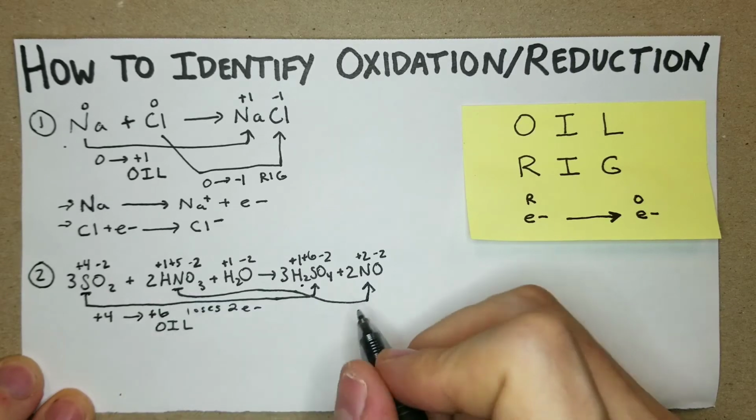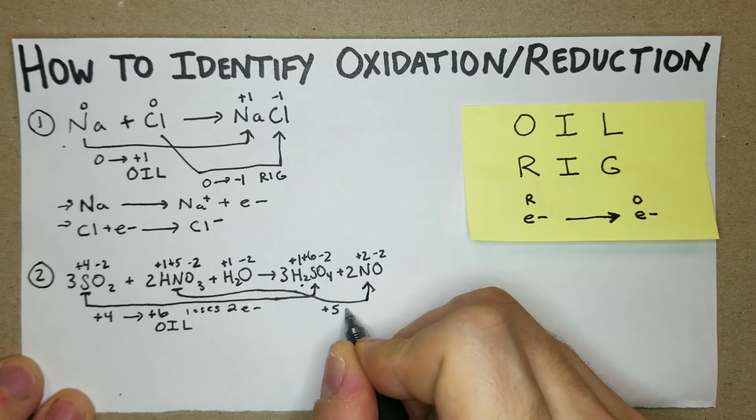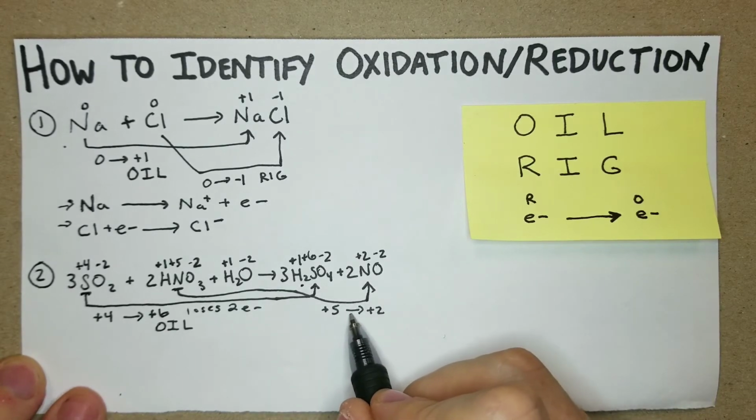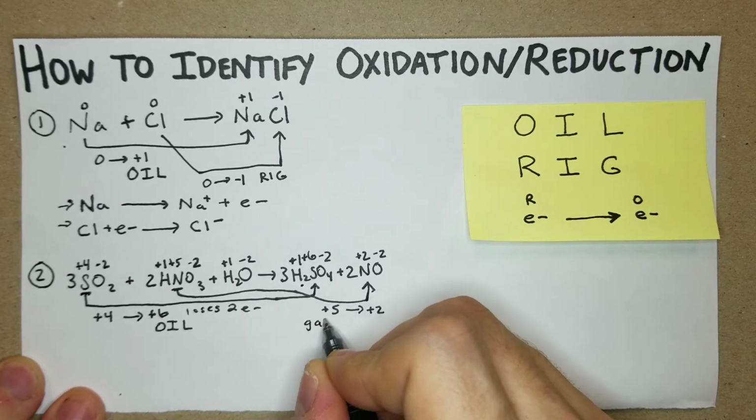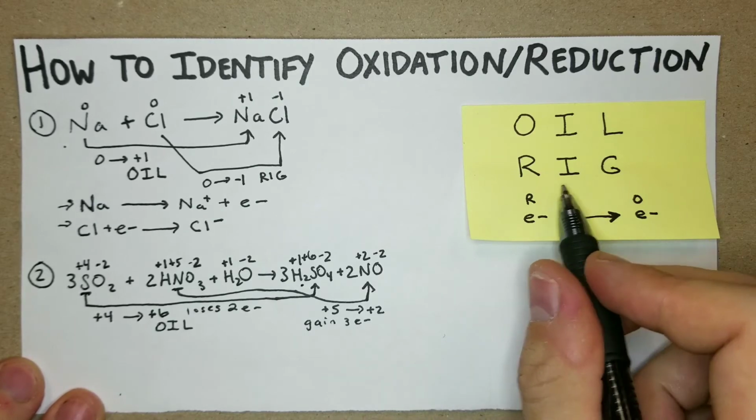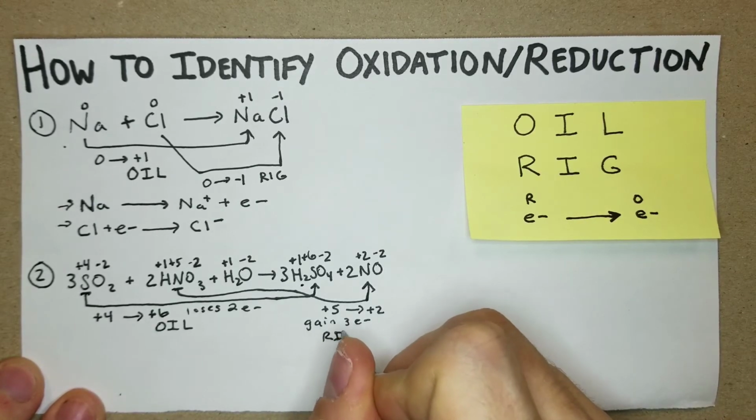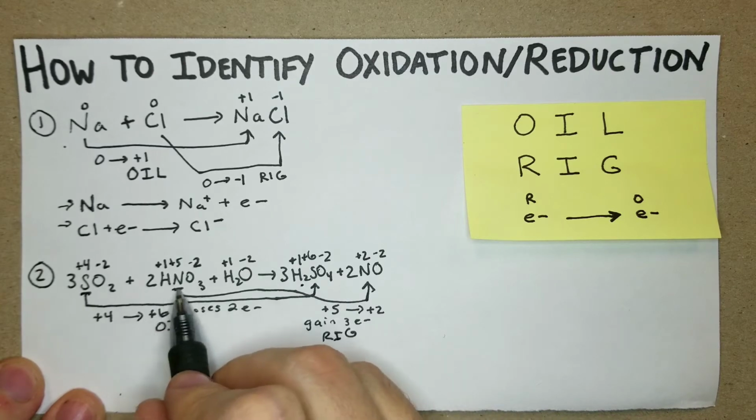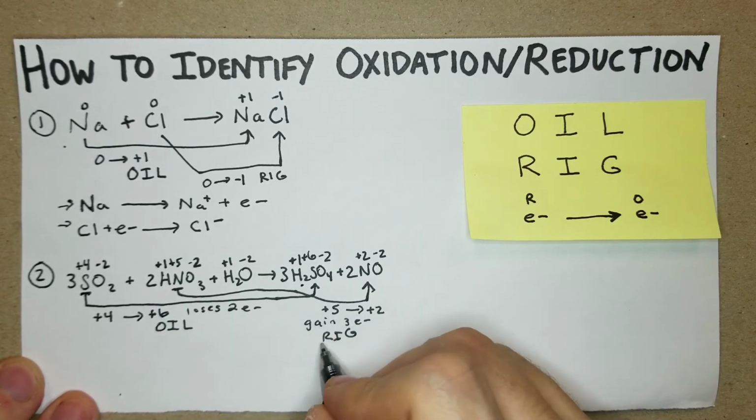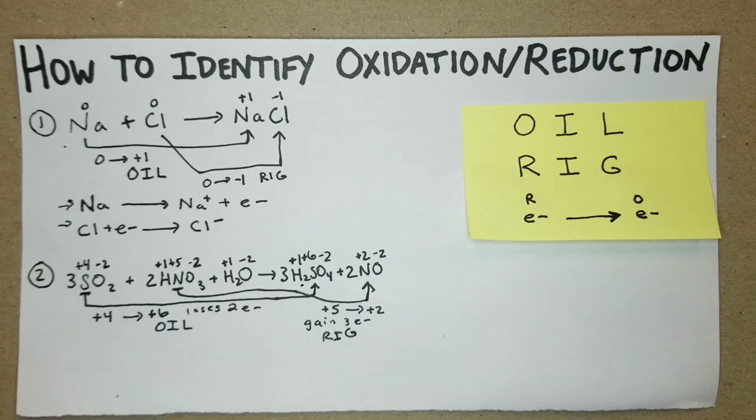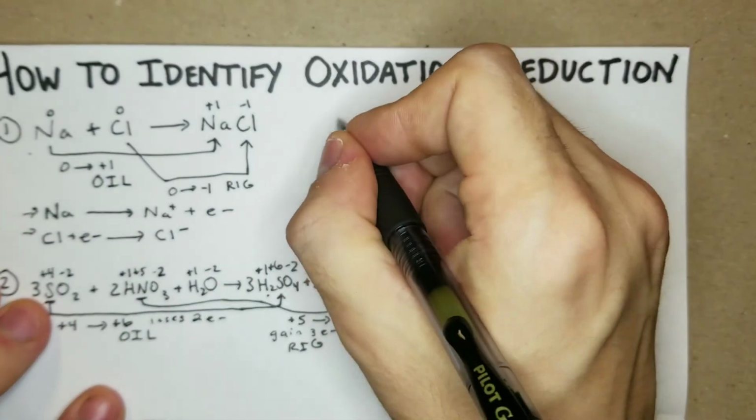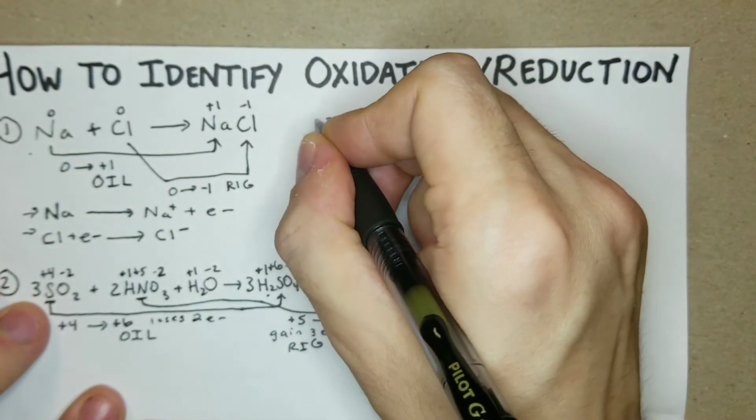Now we can compare the N. So it goes from a +5 to a +2. So we, in this case, gain 3 electrons. And if we're gaining, it is Rig. So nitrogen in this case is reduced. So that is kind of one of the more complicated ones. We'll take this away and then we'll do the next 2. Oops, that's 3.